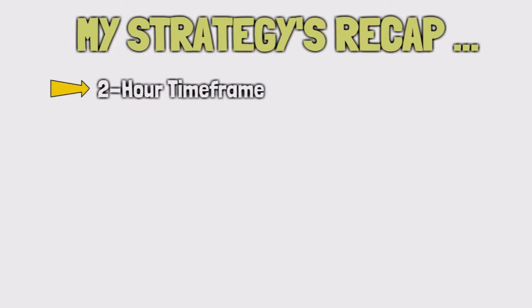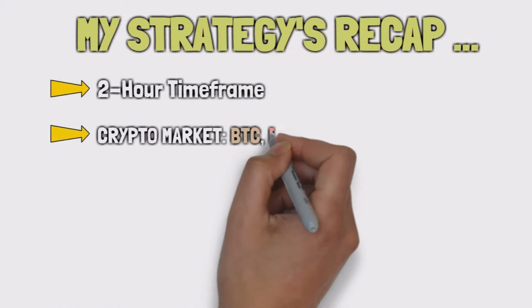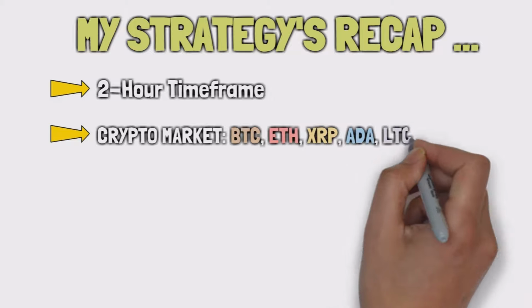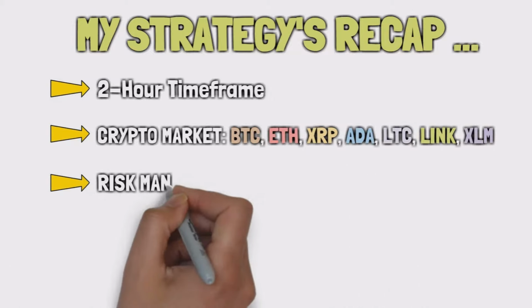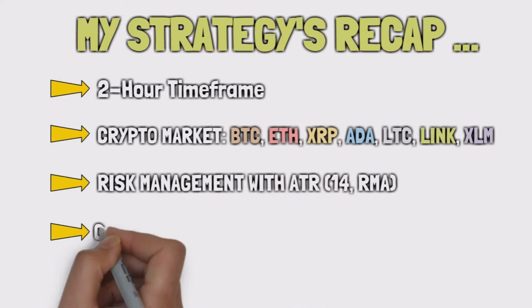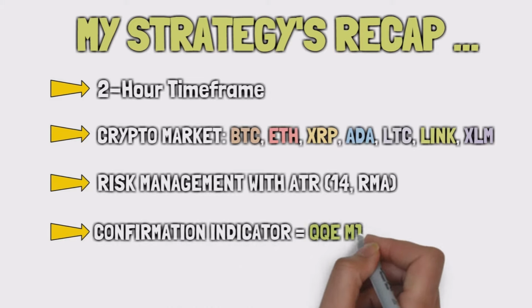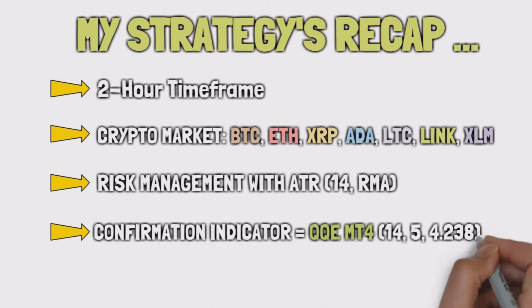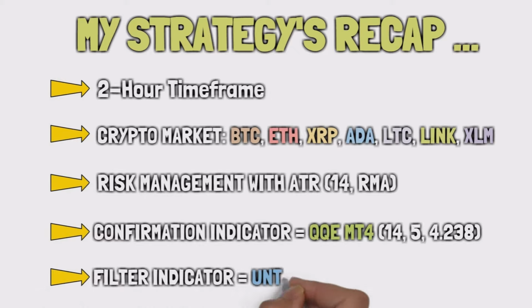Before that, I will just do a quick recap of what we already know that I'm going to use in my strategy. My strategy will be for the 2-hour time frame. I will apply it in the cryptocurrency market, and for now, these are the cryptos that I chose to carry out the backtests. My risk management will be done using the ATR indicator with the default settings. My confirmation indicator will be the QQE Ep.3 with the settings 14, 5 and 4.238. And my filter indicator is the end-trend price DPO with the period of 21.